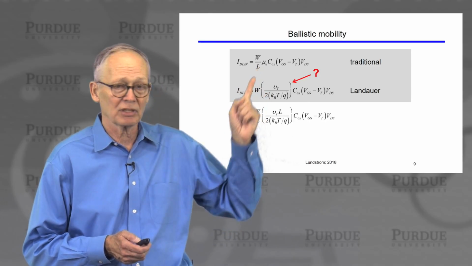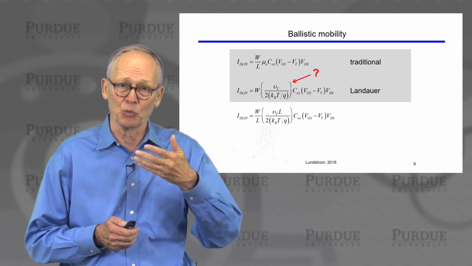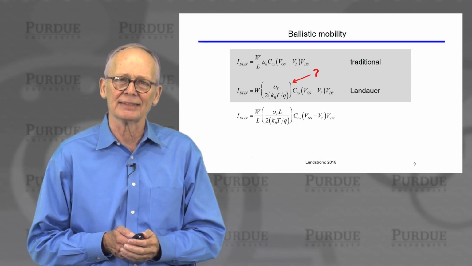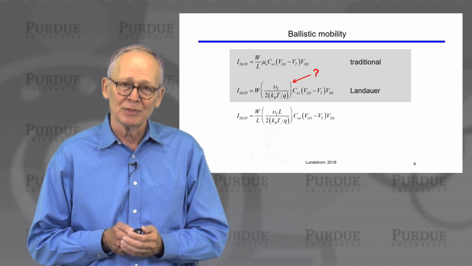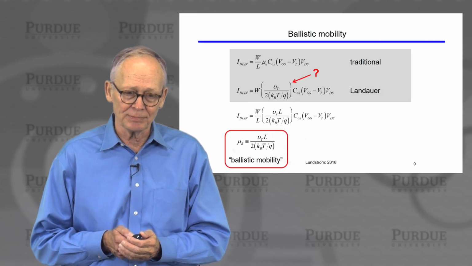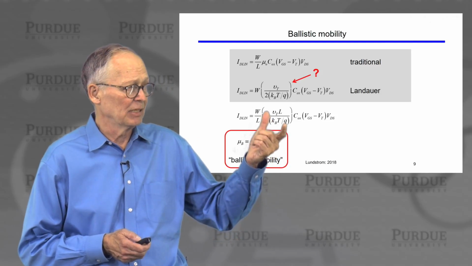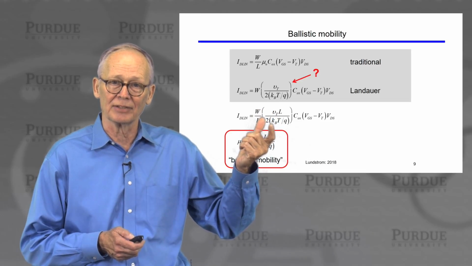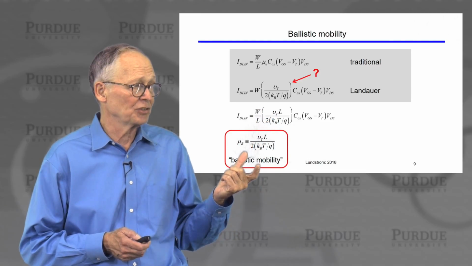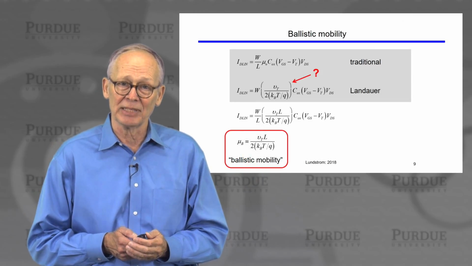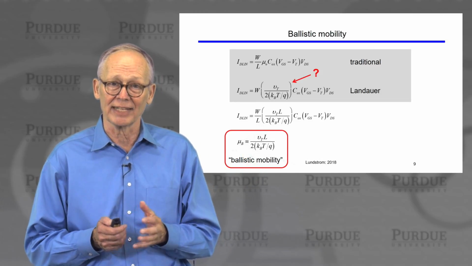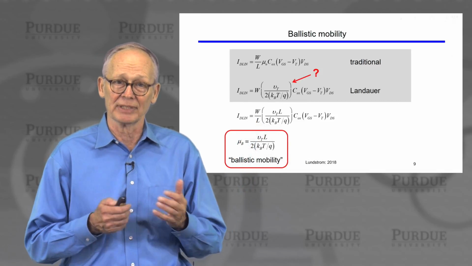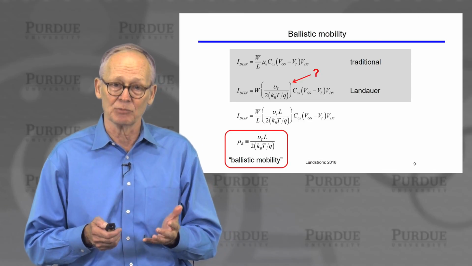So now it's beginning to look like the traditional expression because we have a width divided by length out front. And we have an expression in the brackets that might look familiar to you. We've seen something like that before when we worked out the mobility of a bulk semiconductor. If you look at the dimensions of that quantity, you can see that its dimensions are centimeters squared per volt second. So it has the dimensions of a mobility. We are talking about the ballistic case, so we'll call it a ballistic mobility.